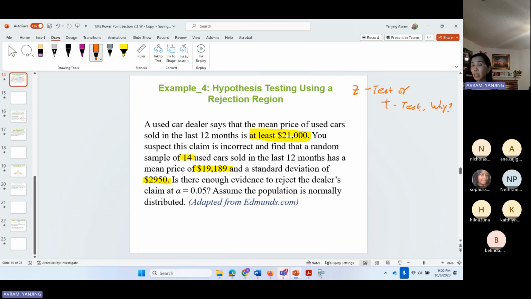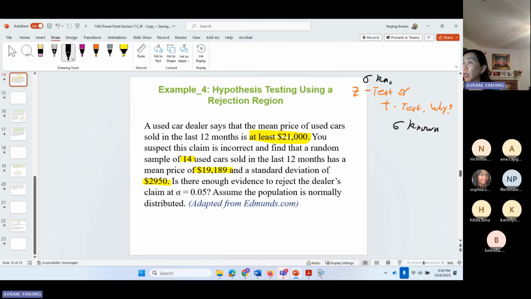Okay, because on the test it won't tell you. It won't say, hey, this one is from section 7.2 and this one is from section 7.3, right? They won't tell you. So in order to identify a z or t test, we have to look at the sigma. Is sigma known or unknown? If sigma is known, we will have a z test. If sigma is unknown, we're going to have a t test.